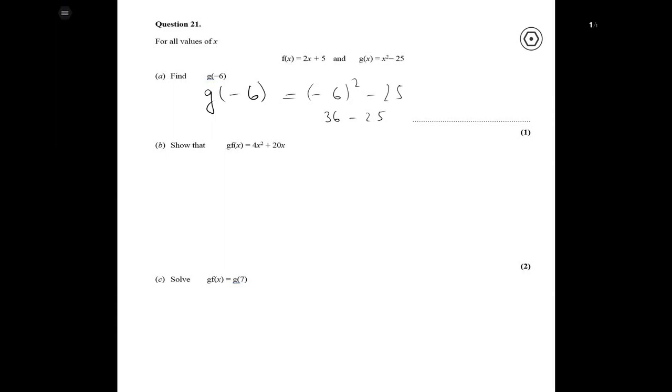Just press divide. This is wrong. Okay, 25 there. Calculator skills are not where it's at this morning. Okay, so the actual answer was 11.